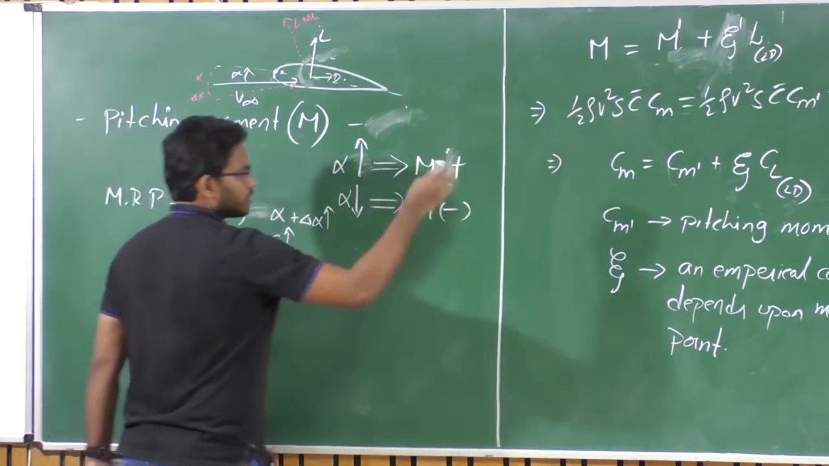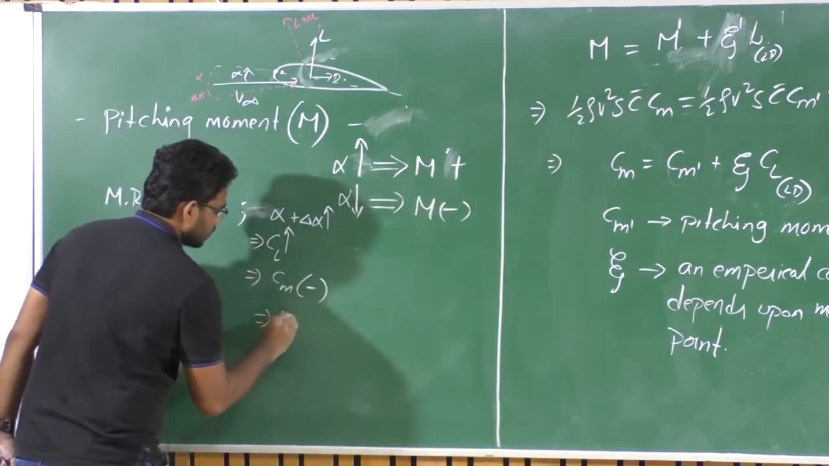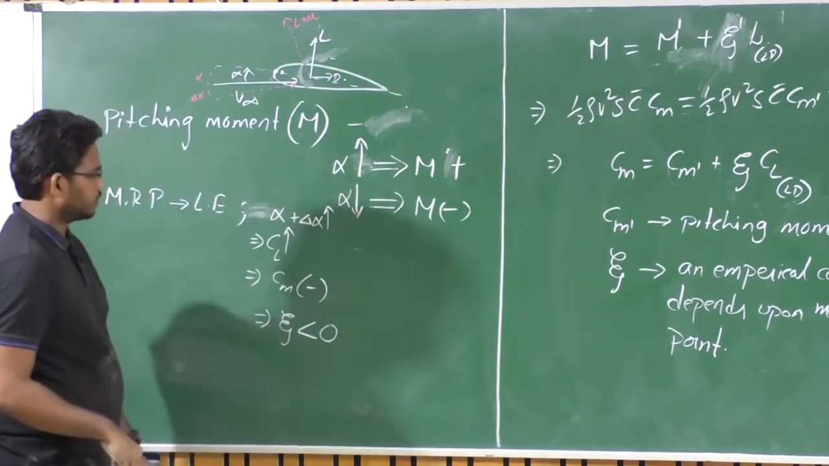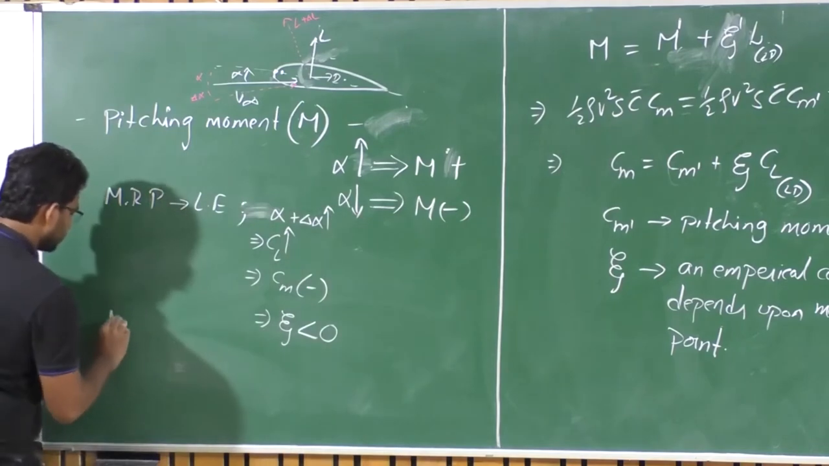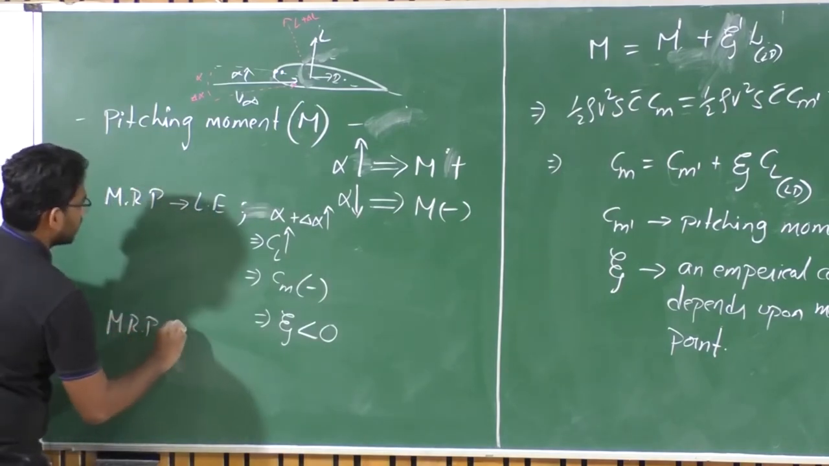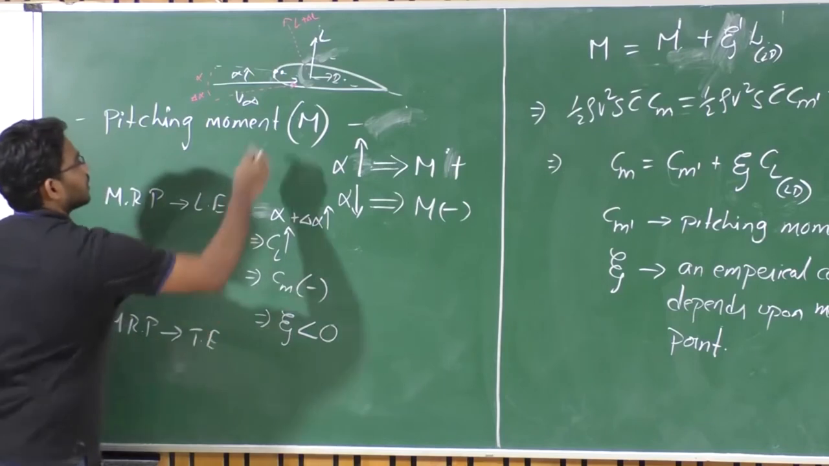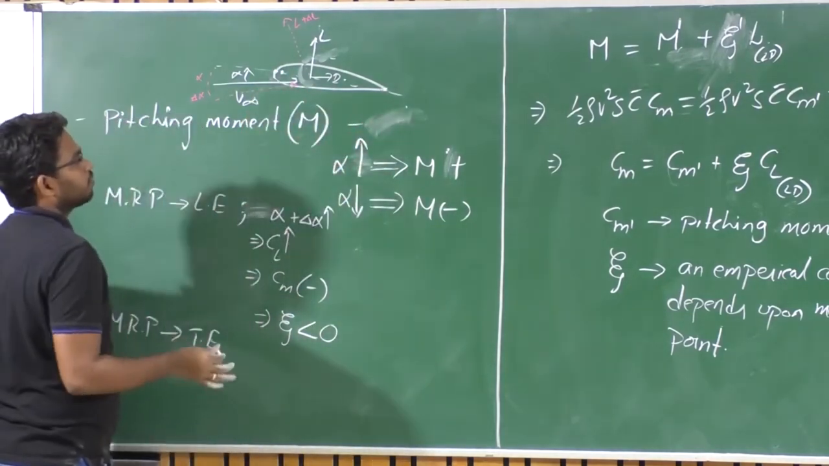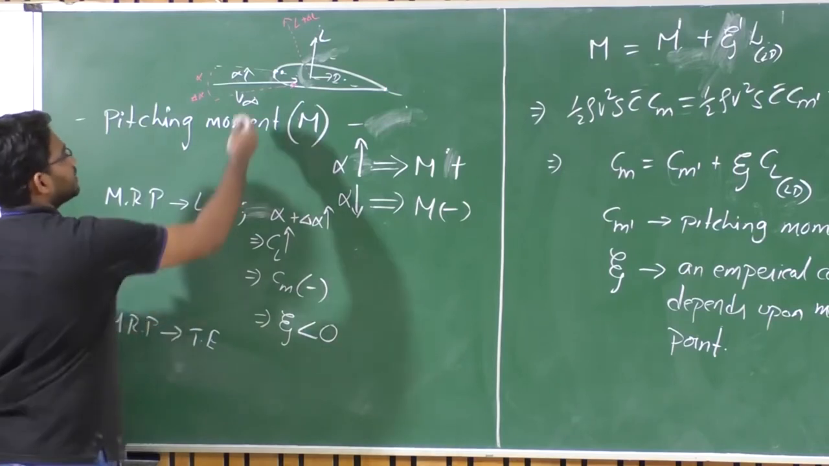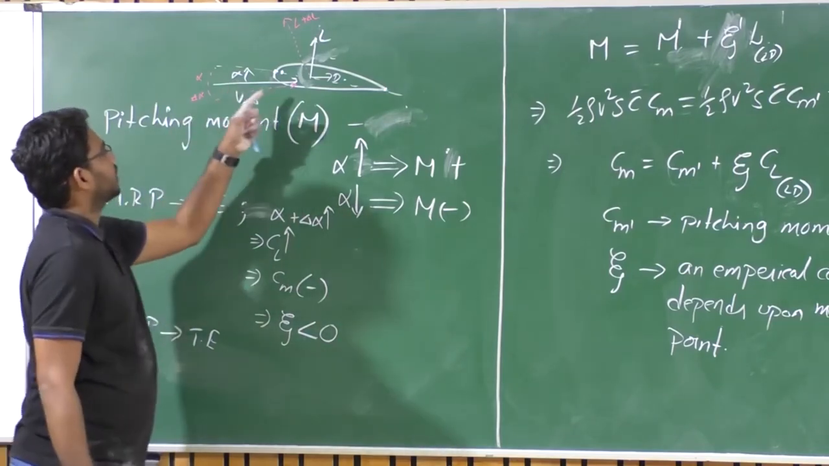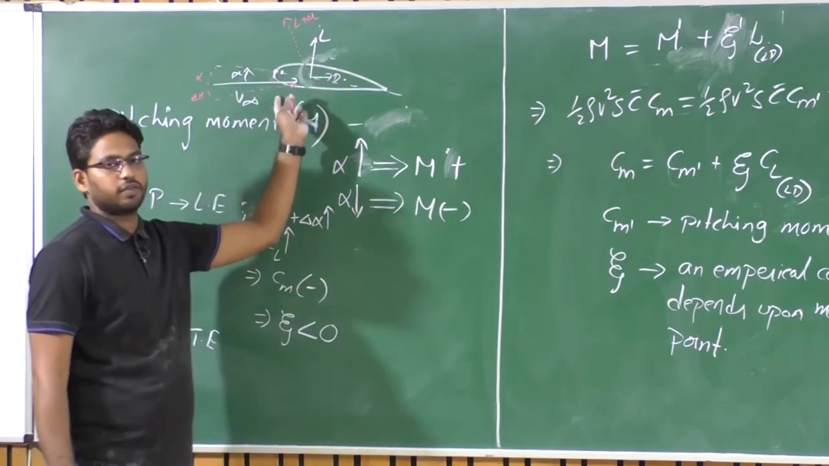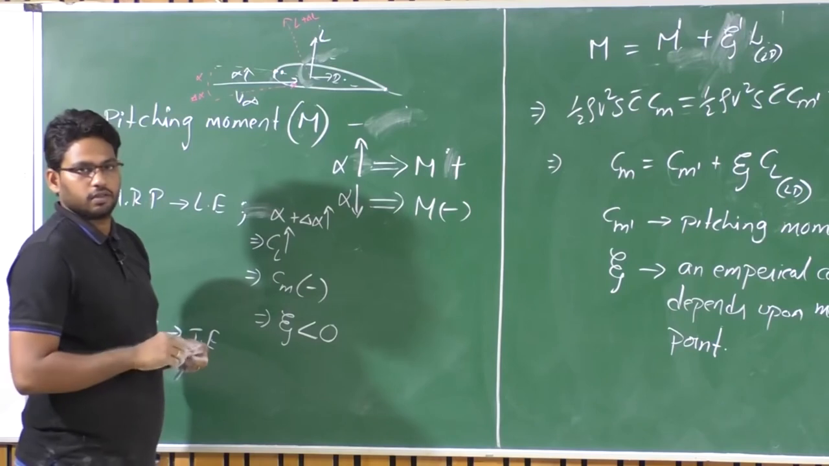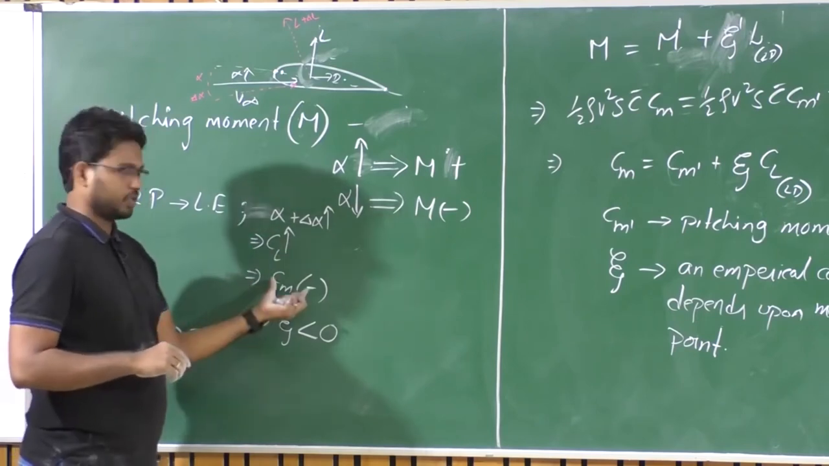This condition forces zeta to be less than zero, right? Let's consider the moment reference point at the trailing edge. Let's shift our focus to this trailing edge, and with respect to that point, any positive change in angle of attack will produce lift. So that lift will try to give a pitch up moment, isn't it? That gives a positive value of CM here, isn't it?